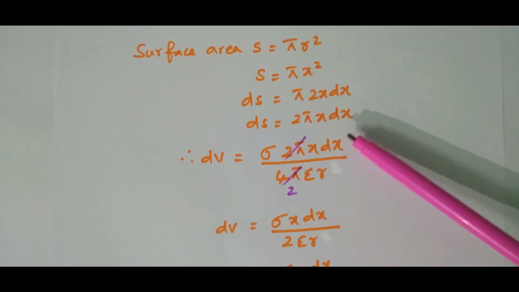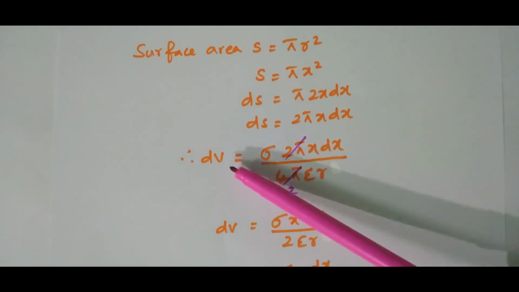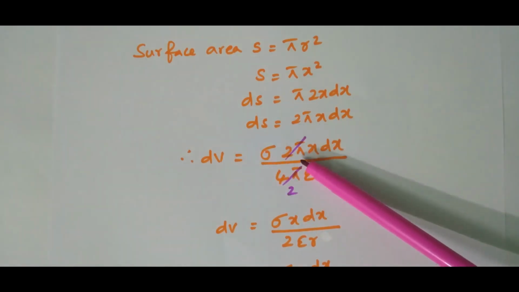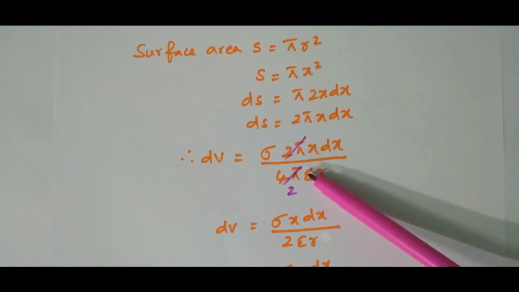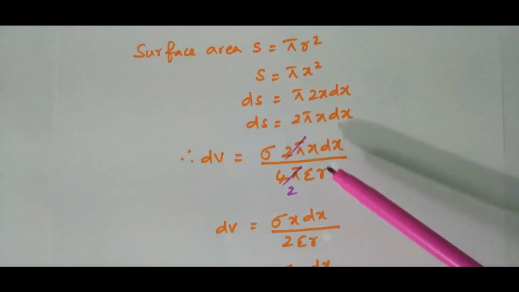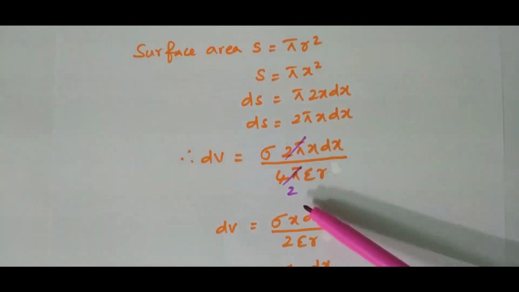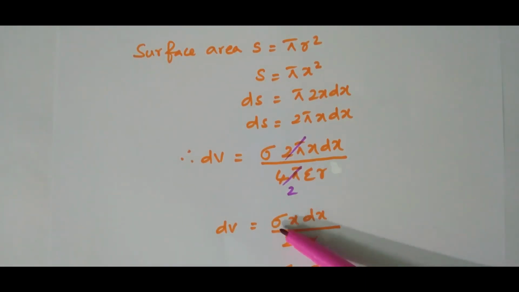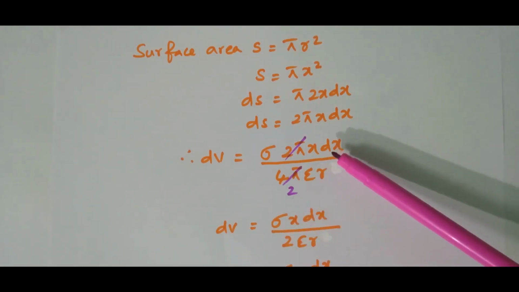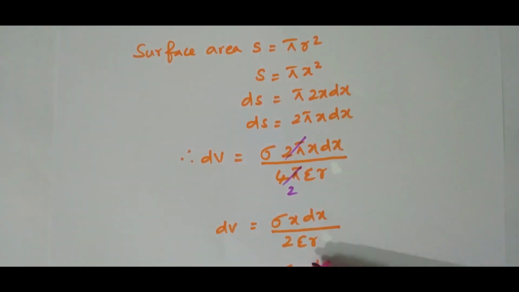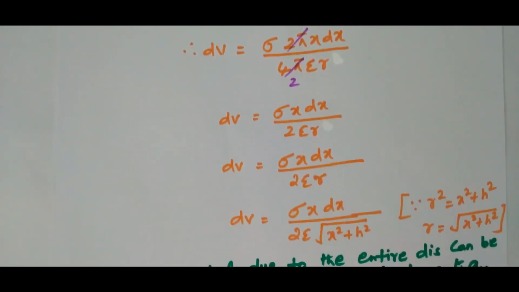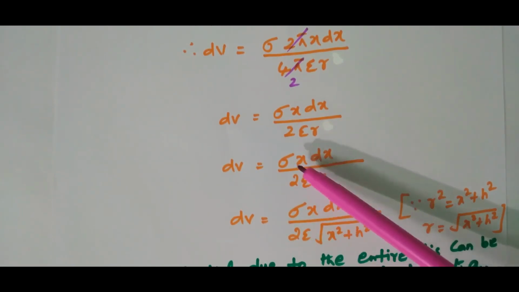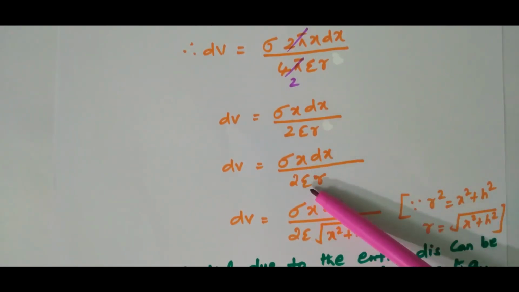Now this ds is substituted in the previous equation. dV equal to sigma 2 pi x dx divided by 4 pi epsilon r. So this 2 pi and 4 pi get cancelled, the 2 is there. So sigma x dx divided by 2 epsilon r. After substituting the surface area, we got this value. Now we'll go for further simplification.